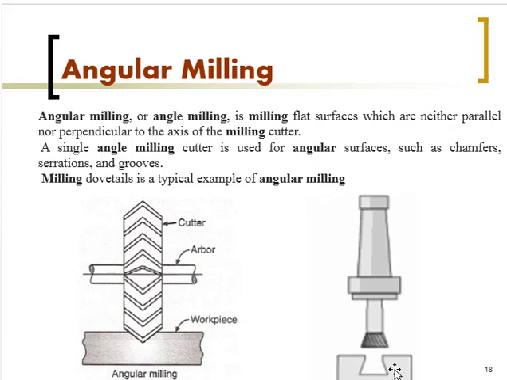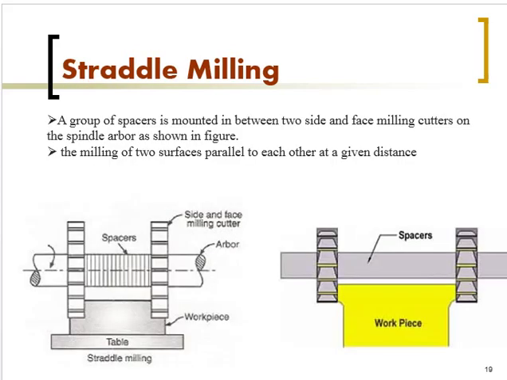Now you can see the slot. This is the best example for angular milling. Yes, these two surfaces, you can see clearly, are inclined to the cutter axis, and this is a typical example of angular milling. So next we will move to straddle milling.